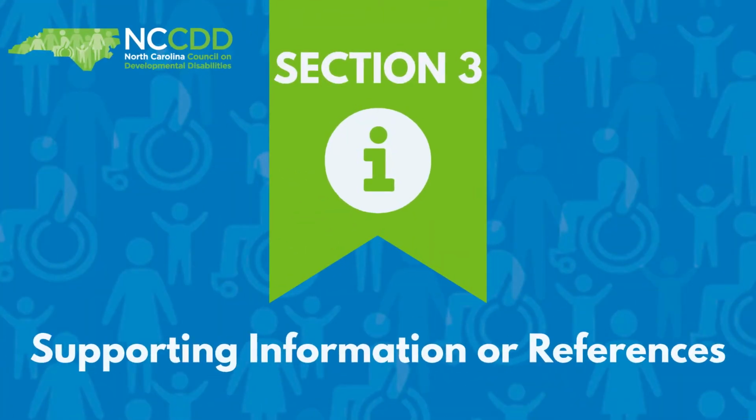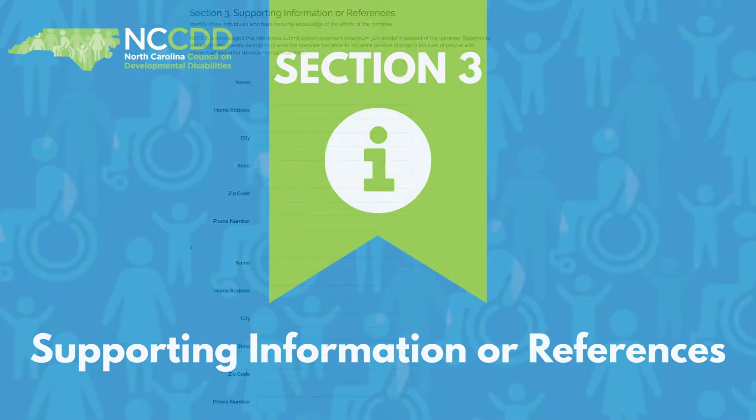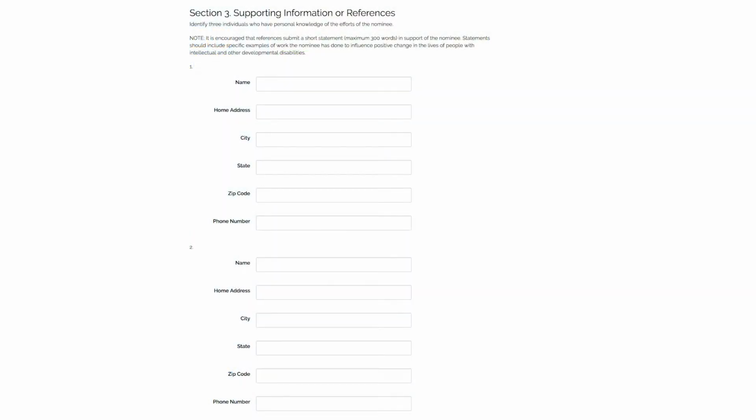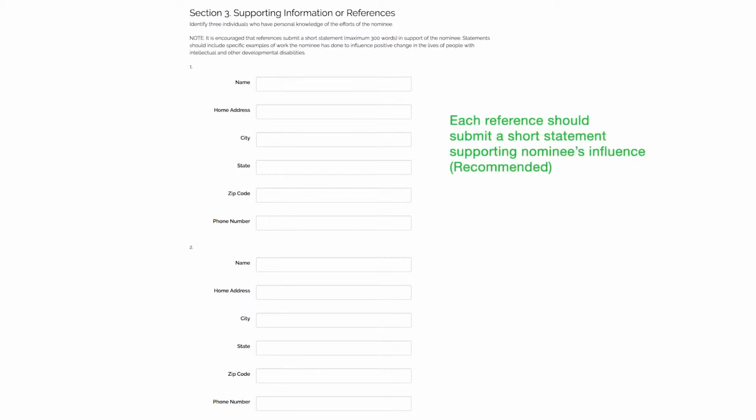Section 3, supporting information or references. So Section 3, this is where you're going to be putting in supporting information or references. You will need to provide 3 individuals who have personal knowledge of the efforts of your nominee. We recommend that each reference submit a short statement to support the nominee's positive influence on the disability community. These submissions should be no more than 300 words each.